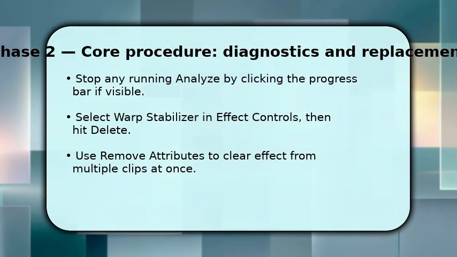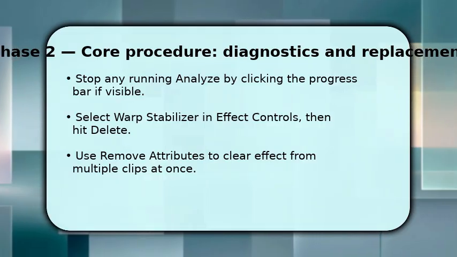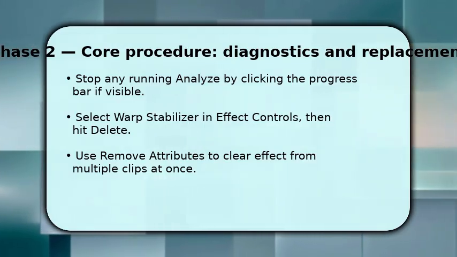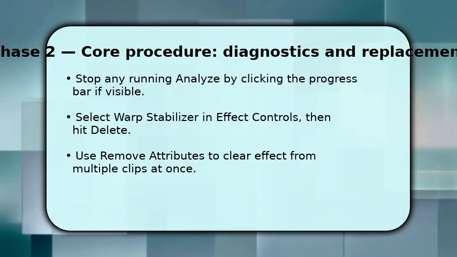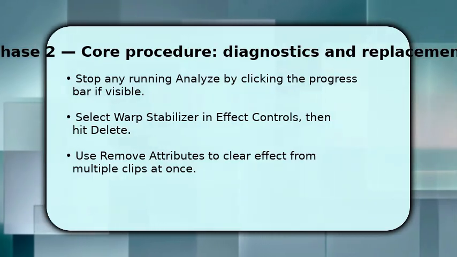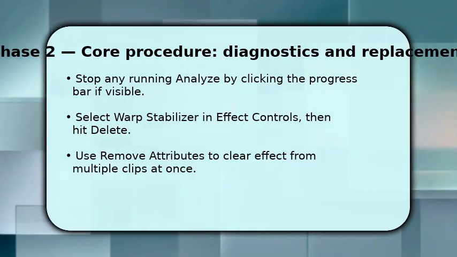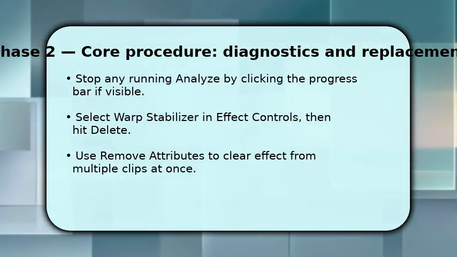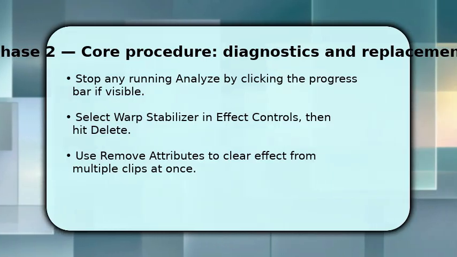Now focus on stopping analysis if Premiere is still processing. Click the Analyze Progress bar and cancel. Next, select Warp Stabilizer inside Effect Controls and press Delete to remove the effect entirely. This restores the clip's original transform parameters.